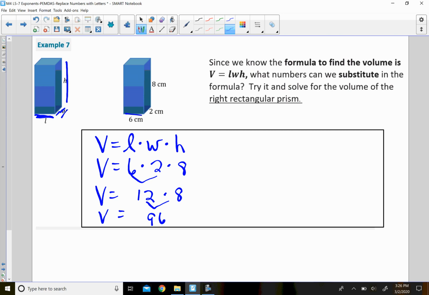Area is square units, but volume is cubic units, so centimeters cubed. So the volume of that rectangular prism is 96 centimeters cubed. If I had little centimeter cubes to fit inside there, it would take 96 to fill that object.